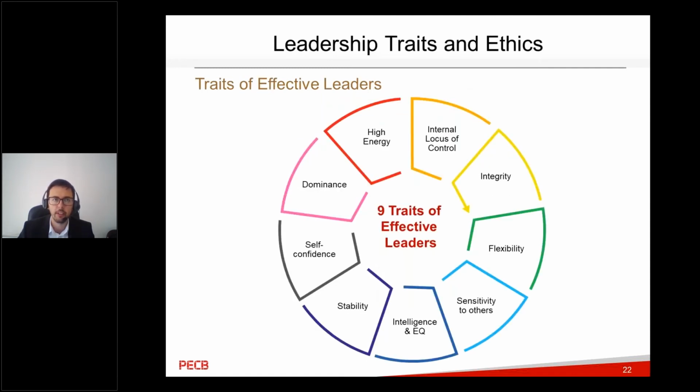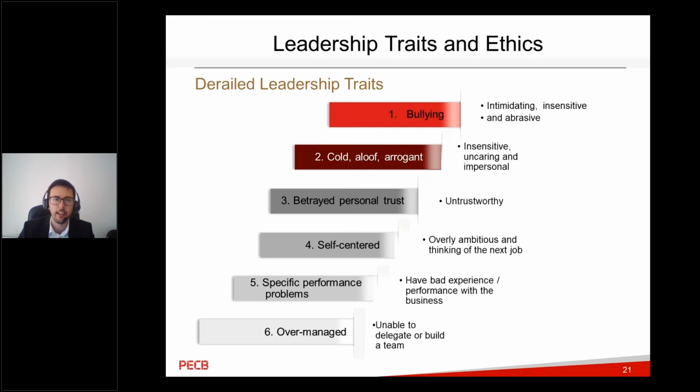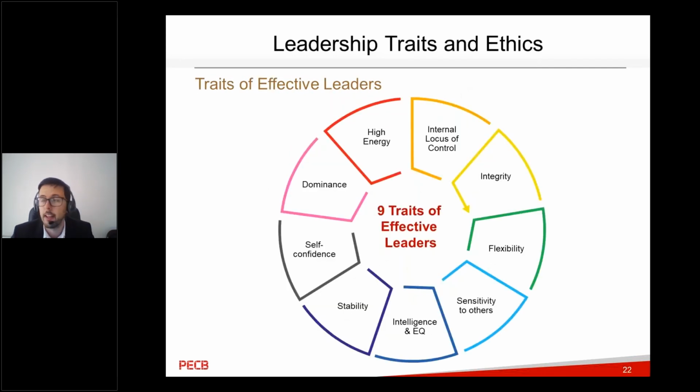But now that we've covered the negative traits of leaders, we go back to the traits that effective leaders tend to express. These might be, for example, dominance, high energy, and internal locus of control. They tend to have integrity, then flexibility. They are sensitive to others, and they have the intelligence and emotional intelligence that we have discussed already. They are stable and they have self-confidence. We will talk about each of these traits in turn in just a bit.